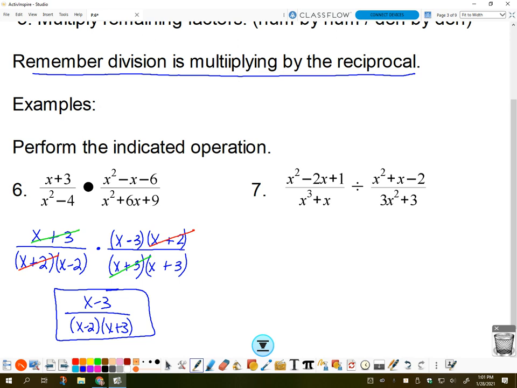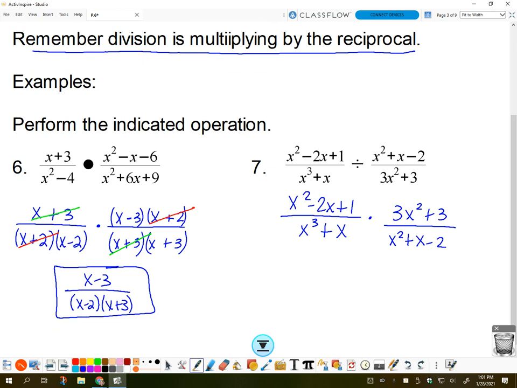Okay, so number 7, we are dividing. So what that means is we have to multiply by the reciprocal. So when I'm doing my own work, I don't actually write this down. I just factor and multiply by the reciprocal all at the same time. But I don't want to skip too many steps just to make sure that you're on board. So step 1 is change it to multiply by the reciprocal. All right, now we can factor.